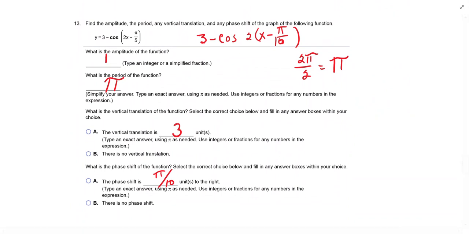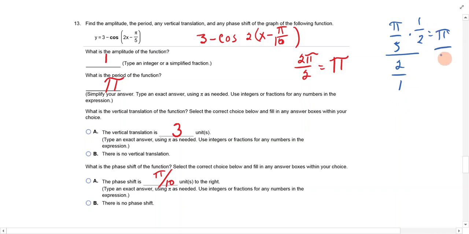13. Find the amplitude, period, all of our stuff. So we are going to factor out the 2. 3 minus cosine 2, parentheses, x minus, and if you take pi over 5 divided by 2 over 1, then you flip that, you're going to have times 1 over 2 equals pi over 10. That's where this guy came from.